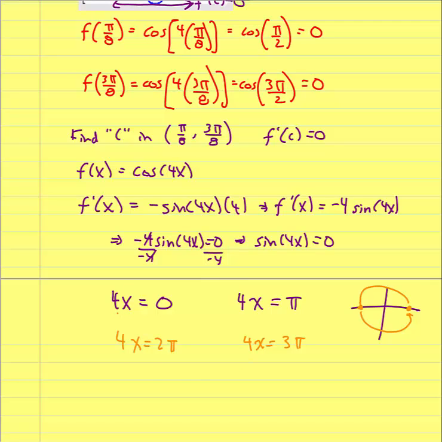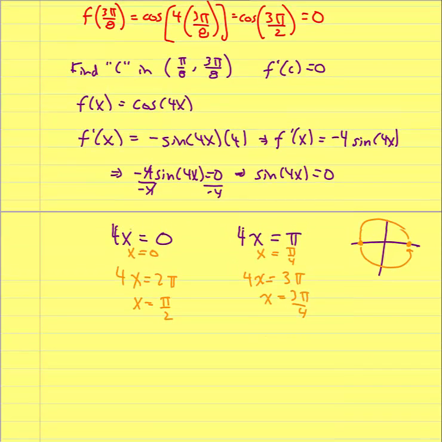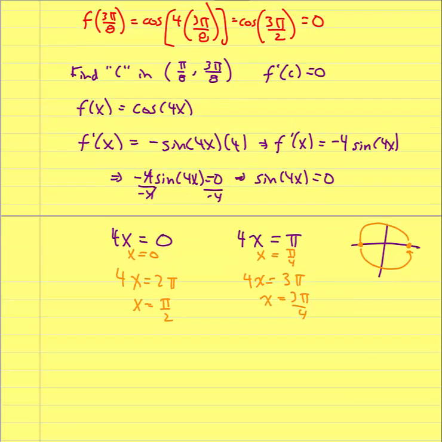And so if we divide through by 4 here, I get x equals 0. Divide through by 4 here, and I get x equal 2 pi over 4 or pi over 2. If I solve for x here, I get x equal pi over 4. If I solve for x here, I get x equal 3 pi over 4. So I have all these possible solutions, and I even have negative solutions that I haven't looked at, but I'm not really interested in the negative solutions because my interval, remember, was pi over 8 to 3 pi over 8, which is positive.